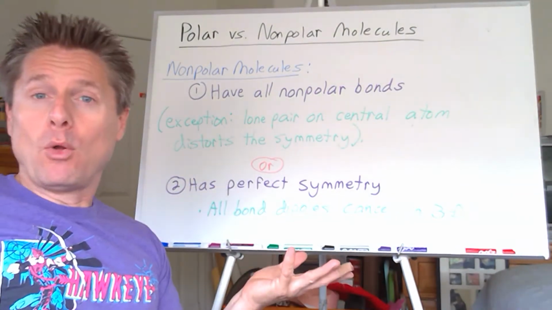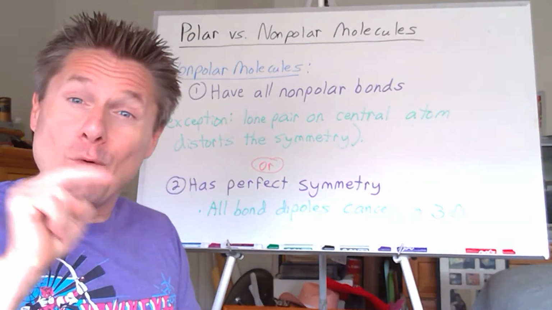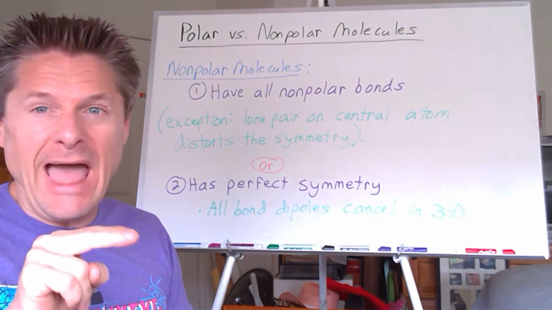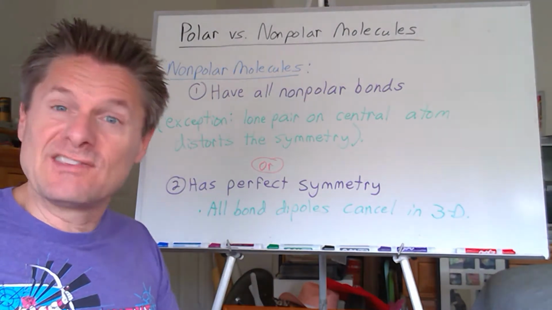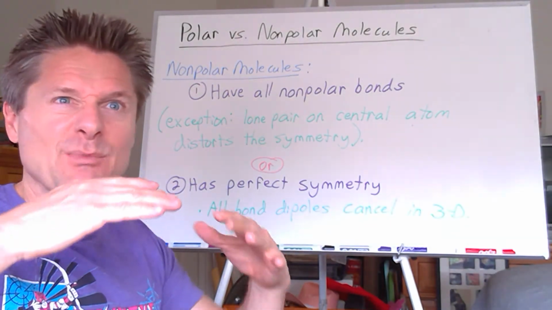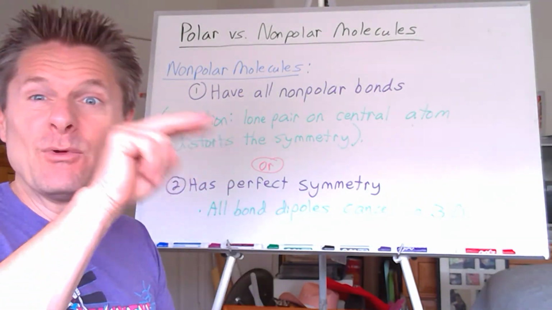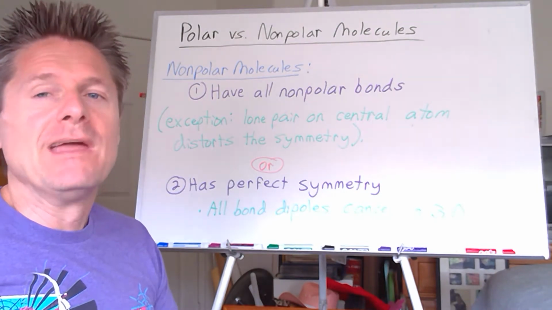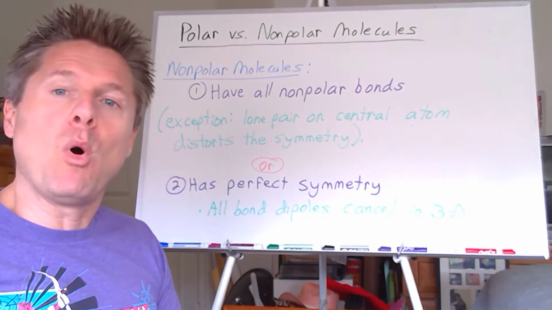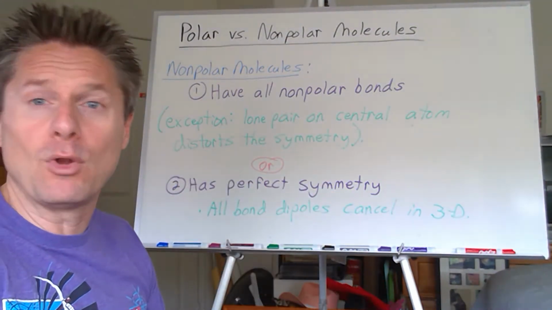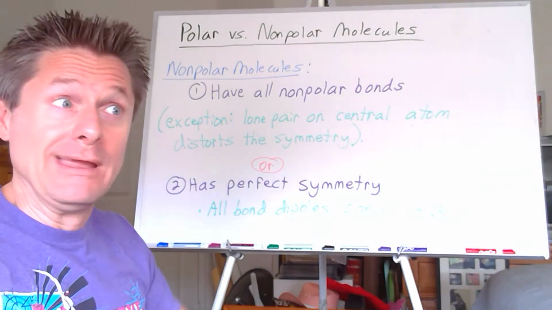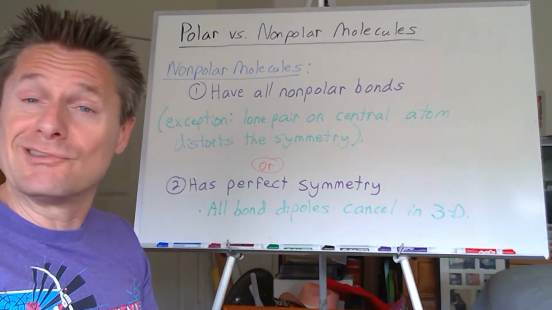You could have all nonpolar bonds, but if you've got a lone pair on the central atom, usually through some expanded octet or something like that, and it distorts the symmetry. So now you've got these nonpolar bonds, but it's asymmetrically oriented because of these lone pairs on the central atom. That can create a slightly polar molecule, and kind of an exception to the trend we'll run into. But typically, if you have all nonpolar bonds, it's going to be a nonpolar molecule because the electron charge distribution is the same everywhere.